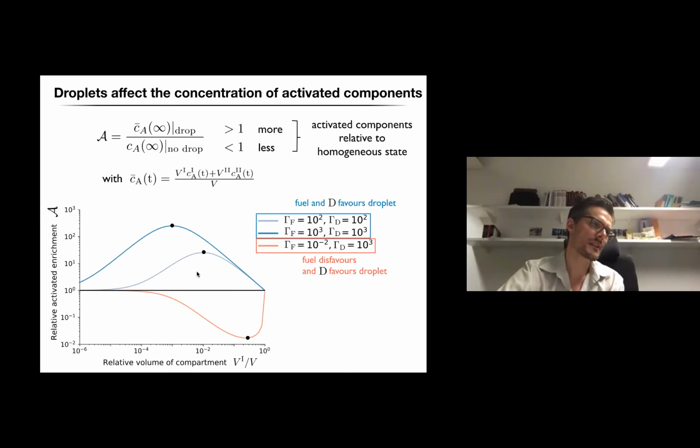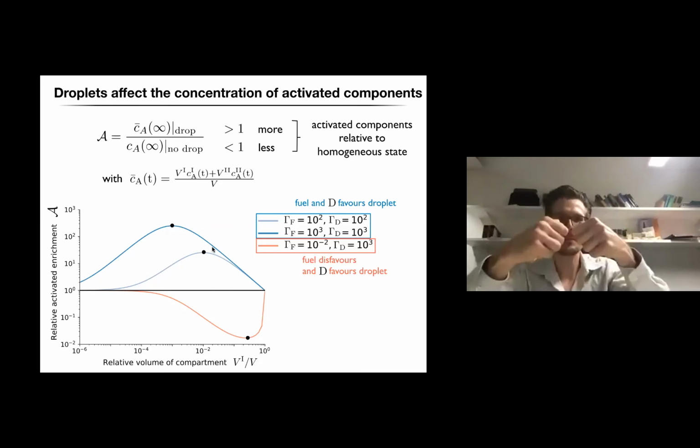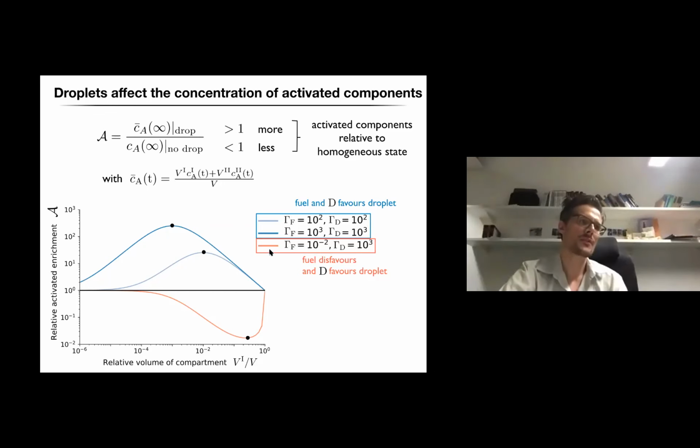So once all the curves are above, I have in the end more activated components. Once they're below, I have less. Okay. So what is now different between these bluish curves and the red curve? The essential difference, this is also shown here, is in terms of the partitioning coefficient. For the blue curve, the deactivated component and the fuel partition both into the drop, okay? While, for example, for the red case, they partition into the opposite kind of phases, okay?